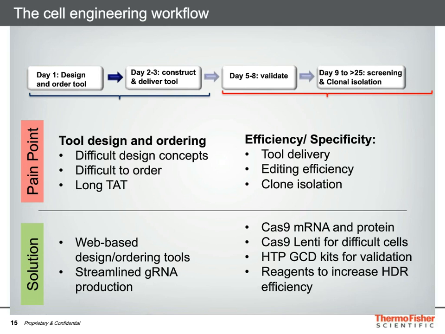So once you have your pool of edited clones, you want to understand how efficiently you've edited your locus to understand how many clones you need to look at to find the one you need. So we call them a GCD kit. It's genomic cleavage detection. So that's a kind of a cornerstone of what's needed in the lab when you're doing these sorts of operations.